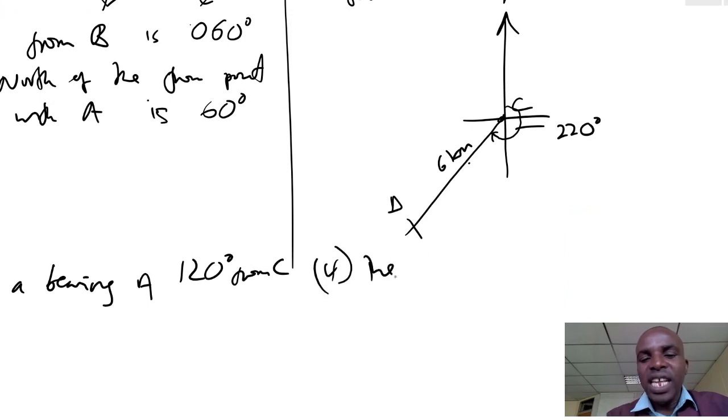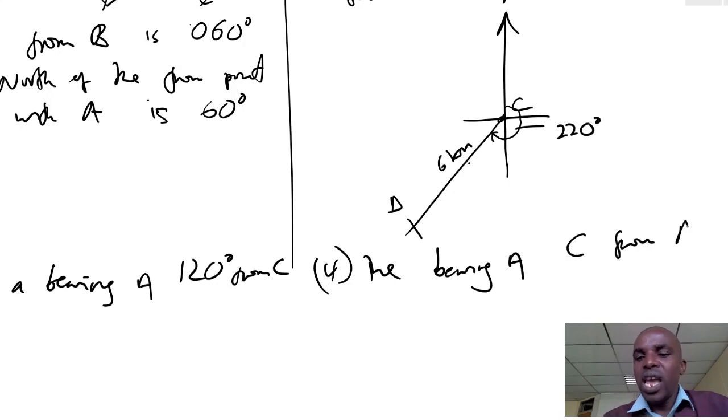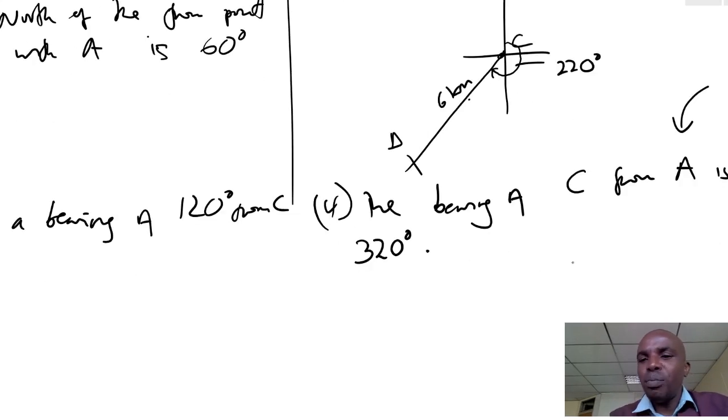Number 4, I can say the bearing of C from A is 320 degrees, right? Please take note. From point here is A. Supposed to be from the north of the from point, which is A in this case. So for my A, I have to draw my north here. Then I have to put A somewhere here. This one's my north. Then the angle is 320.